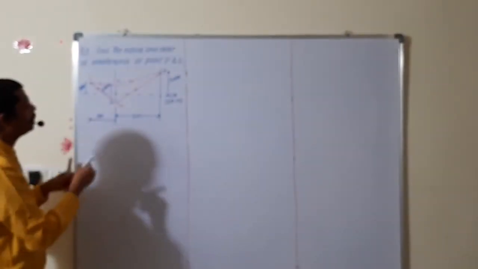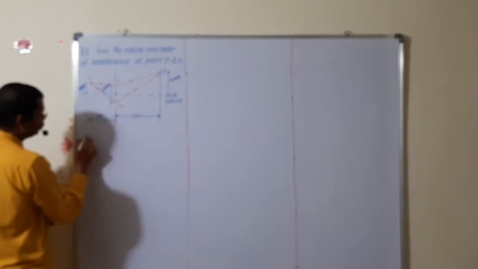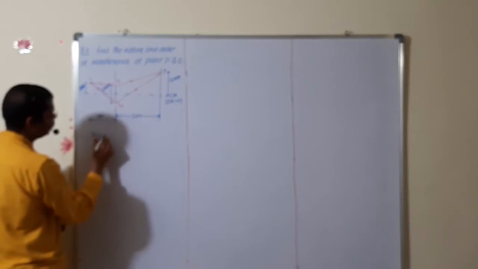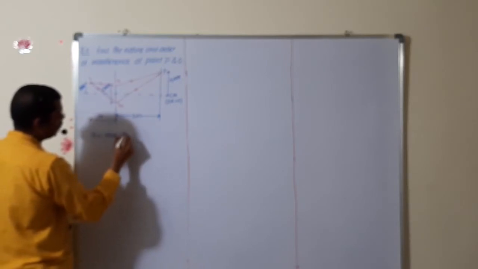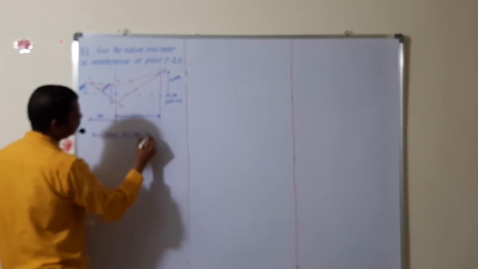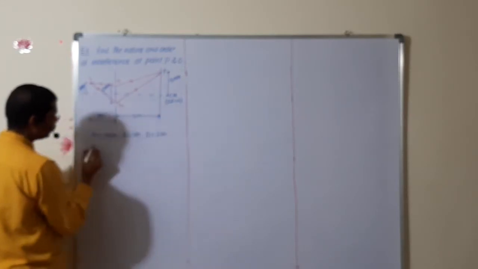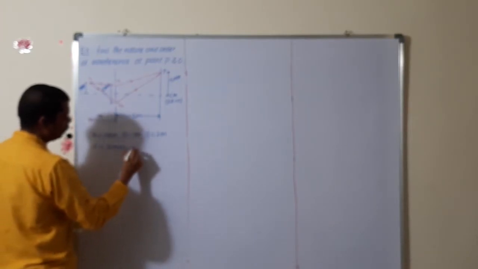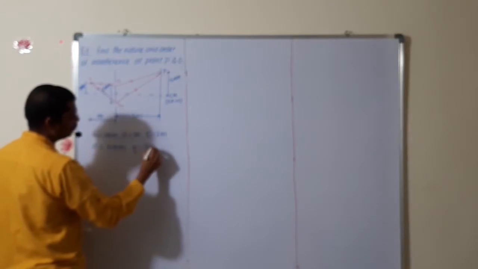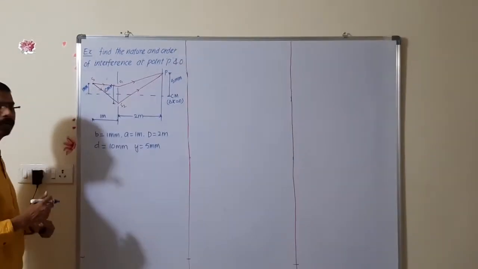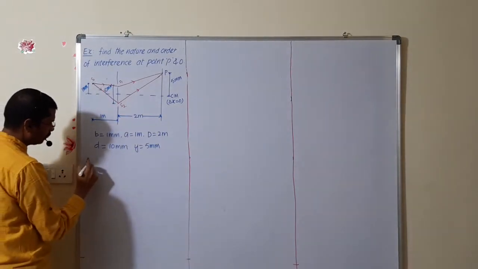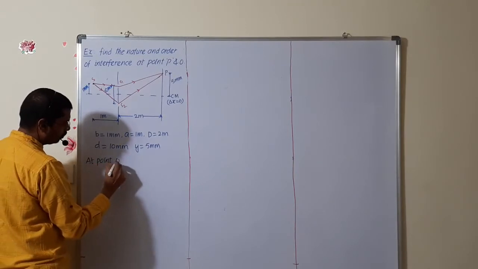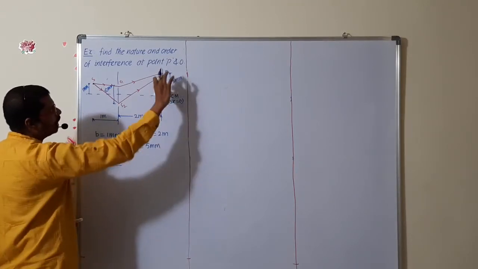Before discussing point O, I am first taking point P. The values we have to write: b value is given as 1 millimeter, a value is 1 meter, capital D is 2 meter, small d value is 10 millimeter, and y value is 5 millimeter. Okay, these are our given values. In this, first I am taking point P.